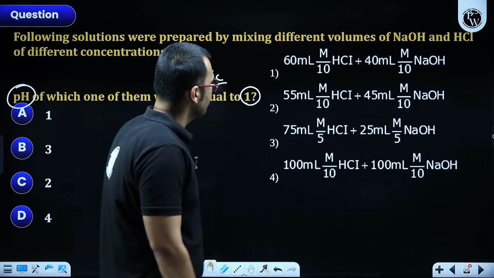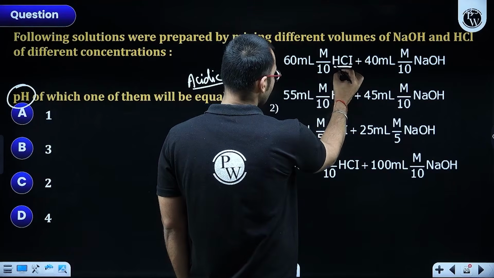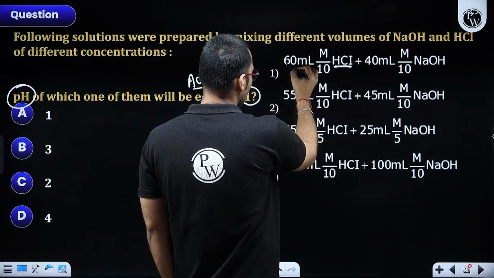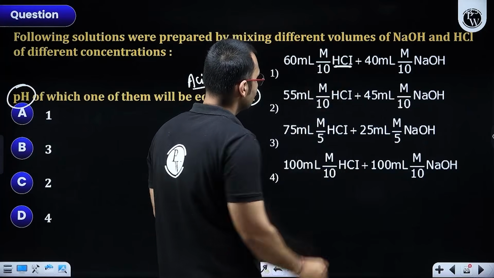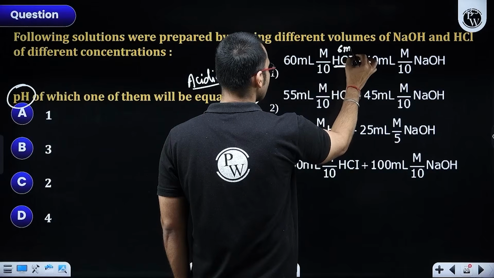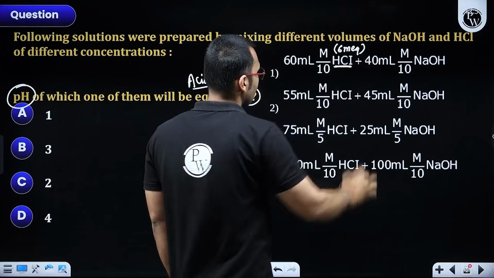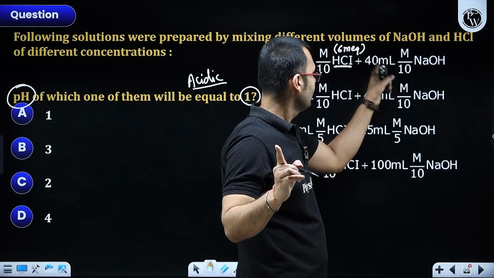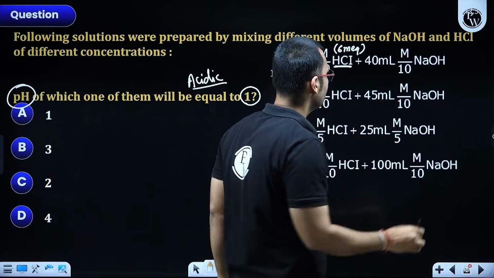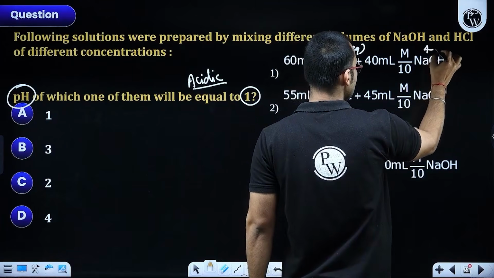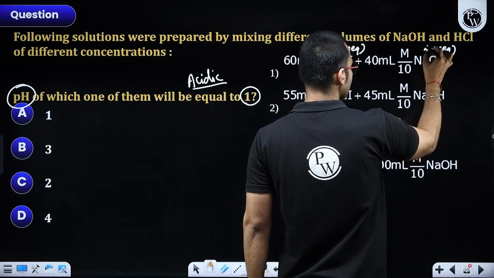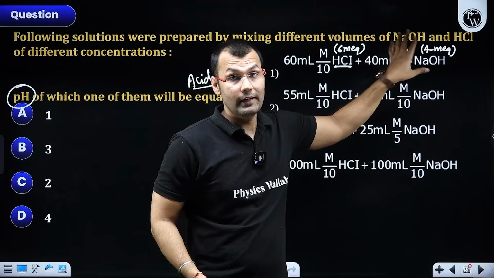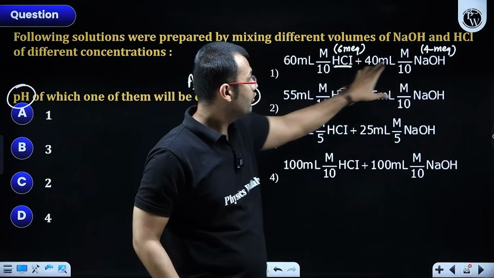So in the first case for HCl, if I calculate milli equivalent, n factor of HCl is 1, molarity 1 by 10, 1 by 10 into 60 is 6. So this is 6 milli equivalent, right? In second case, NaOH n factor is 1, molarity 1 by 10 into 40. So 40 into 1 by 10, it will be 4 milli equivalent. So point is, in first case, acid is more as compared to base. So there is a possibility that it can give you pH 1.